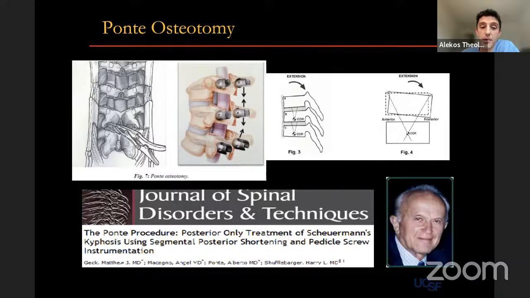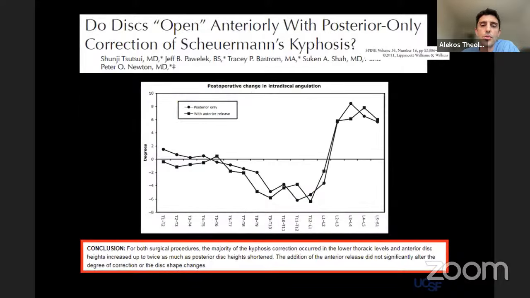The Ponte osteotomy, the original article as shown here, was originally described for Scheuermann's kyphosis. And in addition to posterior column osteotomies, I think 3-column fixation with pedicle screws compared to just fixation of the posterior column with hooks has been also very, very key in achieving similar corrections.